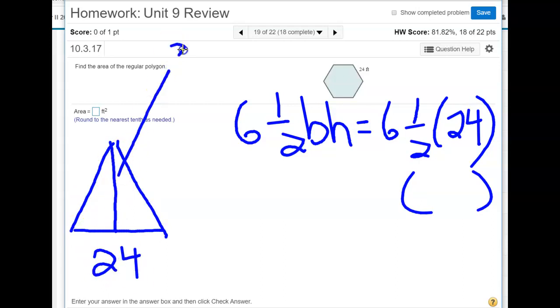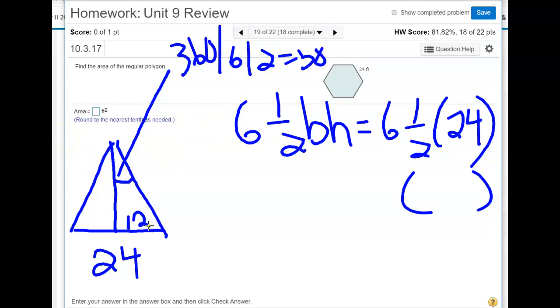If I do my little 360 divided by the number of sides divided by 2, I end up with a 30-degree angle. So this angle up in here is 30 degrees. I know that this piece is 12, which is the short leg, and to get to the long leg, which is my height, I multiply by radical 3.